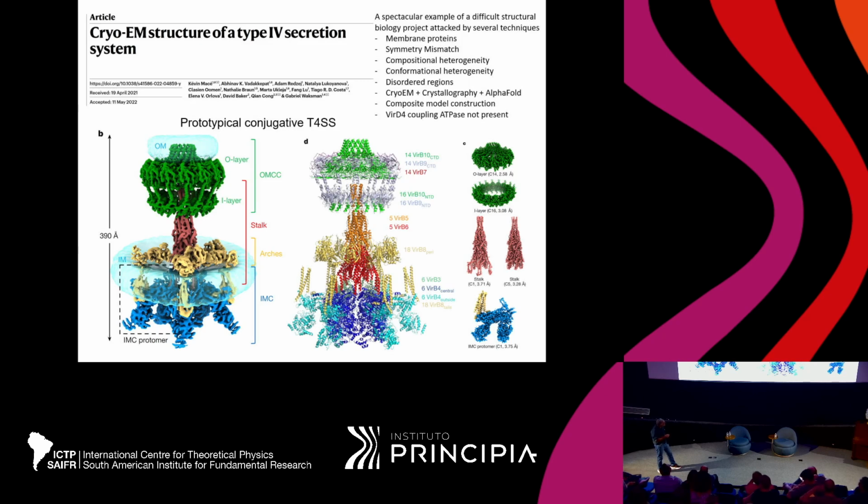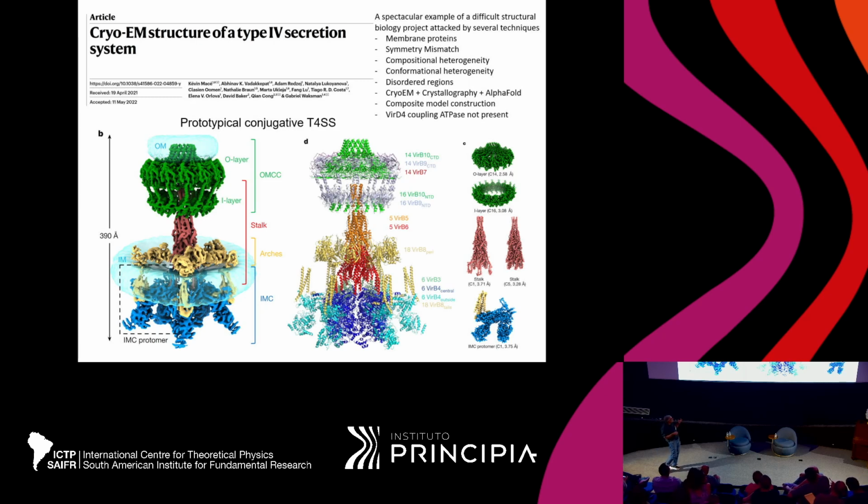But at the base, there is a protein that appears in 12 copies that makes two concentric rings. It's called VirB4. And attaching this inner membrane complex and this outer membrane complex is this central tower or stalk made up of VirB5 and VirB6.